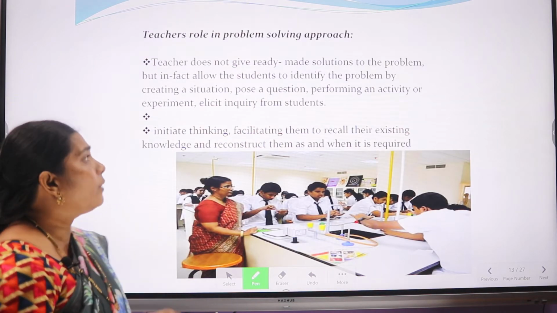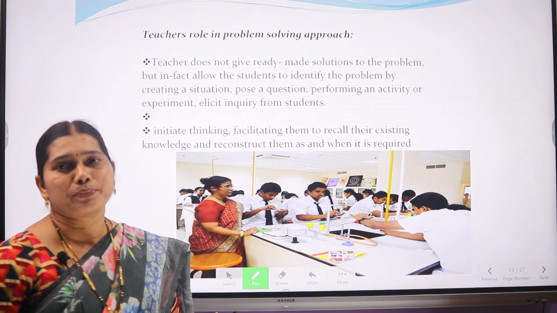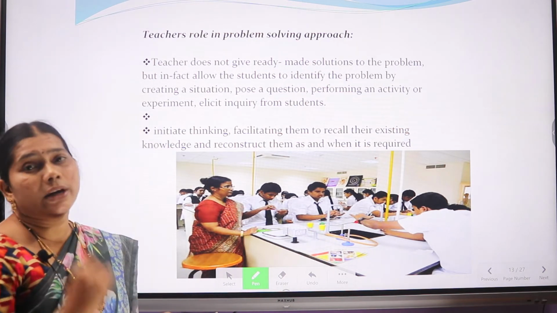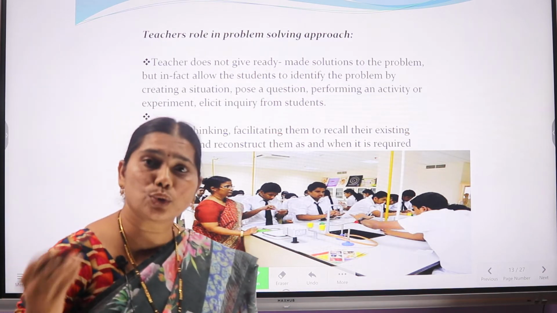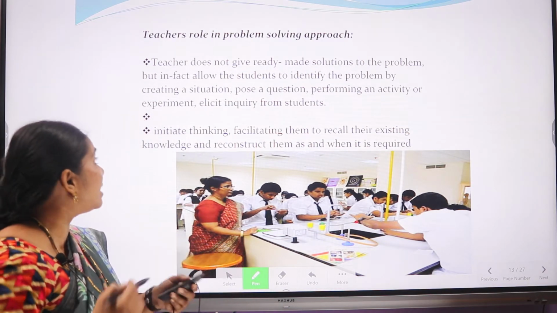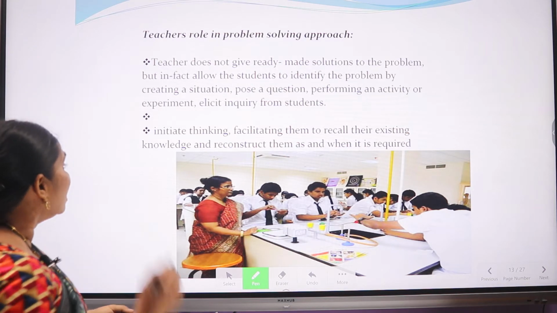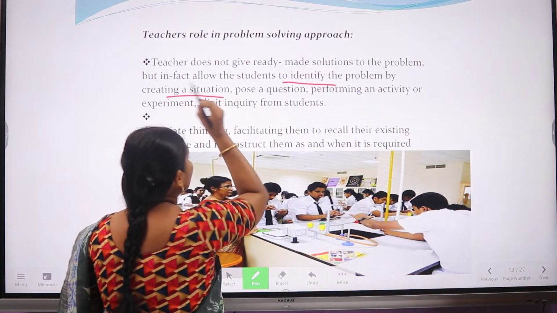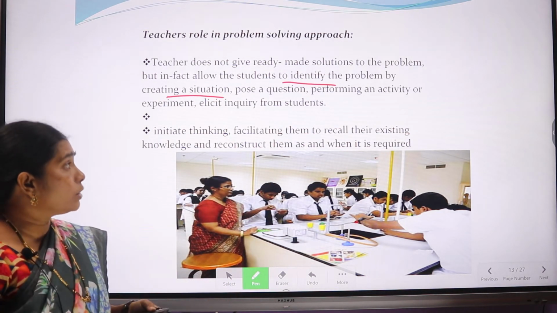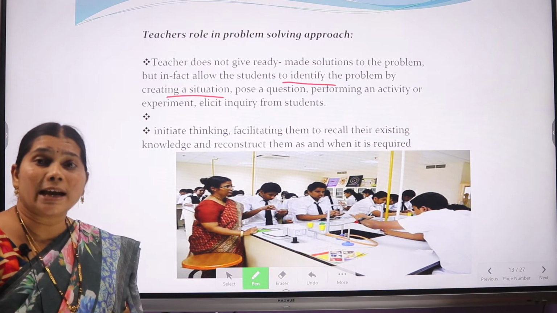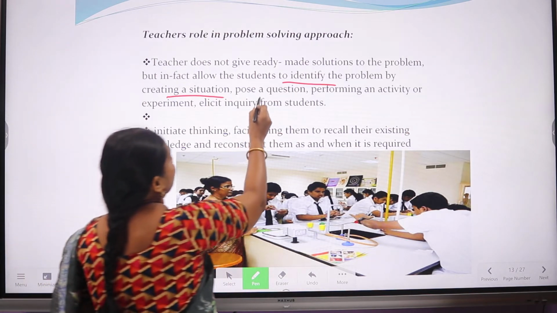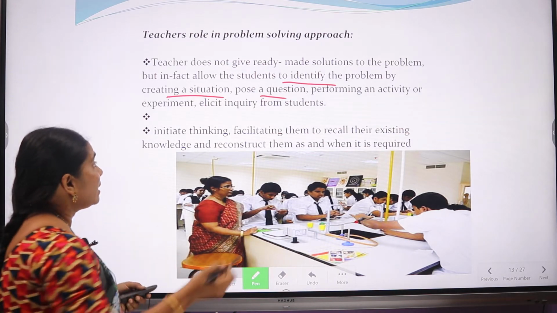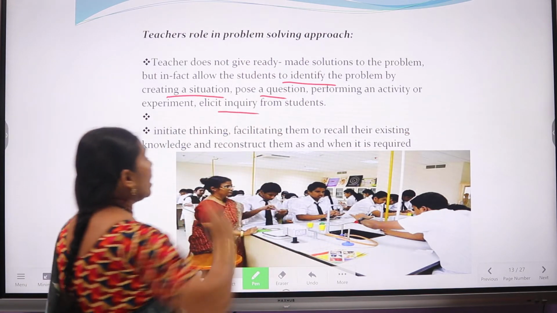Then what is the role of the teacher in problem solving? When we discuss the role of the teacher, the teacher doesn't give a ready-made solution to the problem. As I told you, the teacher should act as a stage setter. In fact, the teacher should allow the students to identify the problem by creating a situation, by making the students involve in the activity by posing questions, or by performing an activity, or by eliciting inquiry from the students.